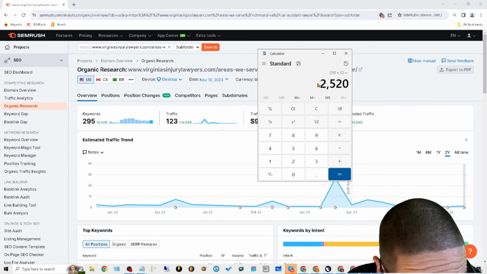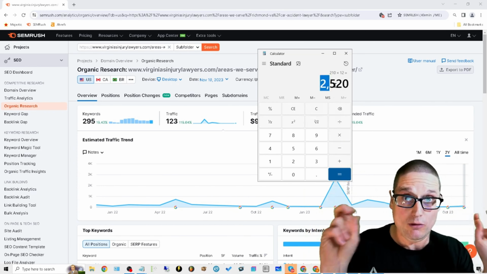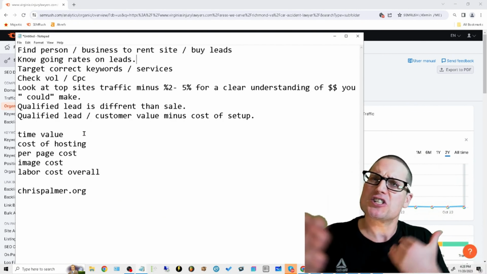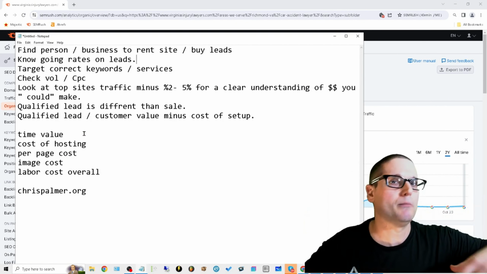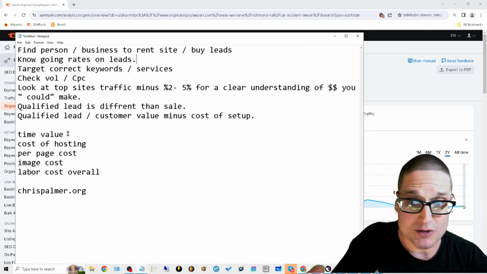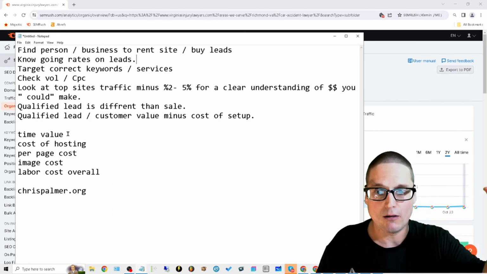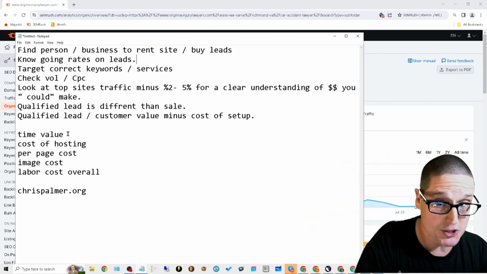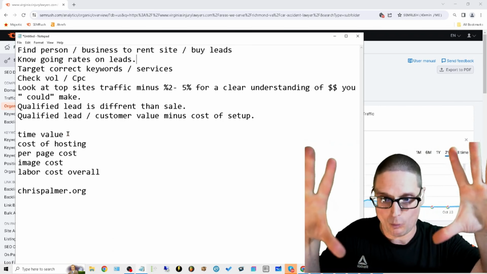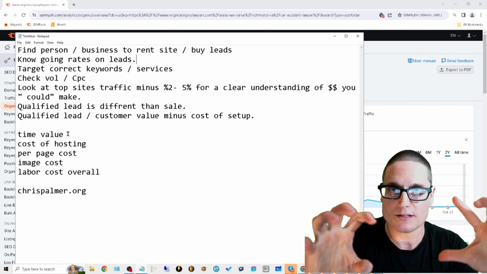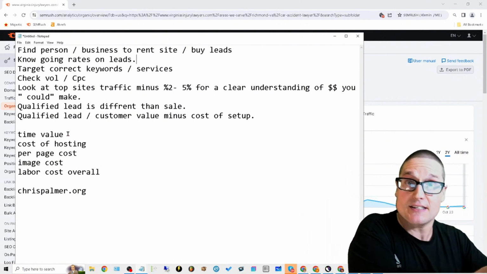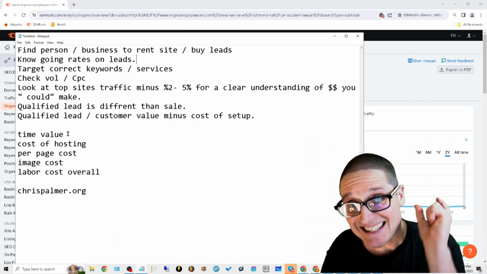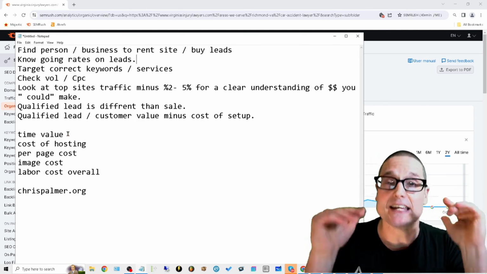So then we have to take that profit potential and subtract the actual dollars that are going to be spent to set up the website. How much time did you actually invest setting everything up, doing the research? What's your time worth? So time value, the cost of hosting for the year, per page cost to create the content, upload the content, interlink the content, image cost, the labor overall to run the website. What are the actual costs? Once you come up with the actual costs, plus you know what your profit potential is, then you have to make a decision. The money that's left, is that worth your time in investing in this new project?